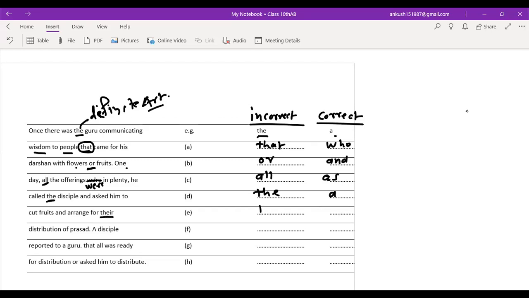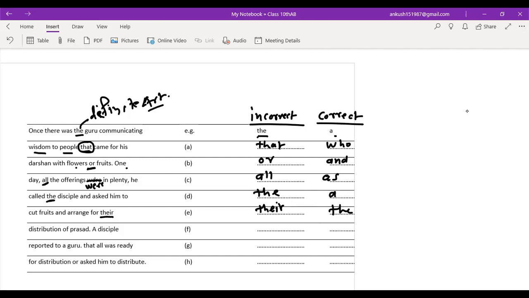There is wrong, as those are not the living things. So the distribution, what should be there? The distribution should be there. He asked him to cut fruits and arrange for the distribution of prasad. Distribution of prasad. A disciple.